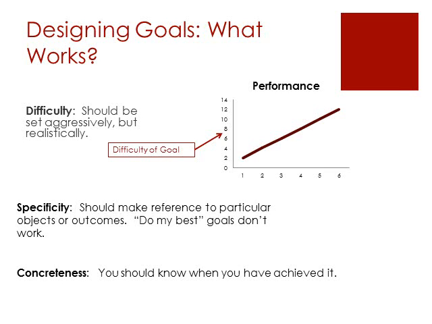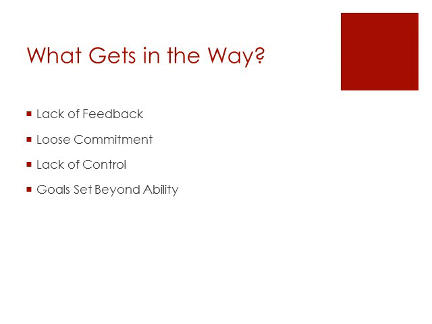And this is so you know when you've gotten there. Sometimes I will talk about concrete goals, but I don't mean that you need to be able to measure the goal in numbers. All I mean is that I want you to know when you get there. Okay. And then finally, what gets in the way? These seem pretty intuitive, right? The kinds of things that will interrupt the relationship between goal setting and performance improvement are lack of feedback, right? If your commitment is not as strong to the goal, if you don't have control, right? You can't actually do the tasks that would help you get there, or if the goals are set beyond your ability.